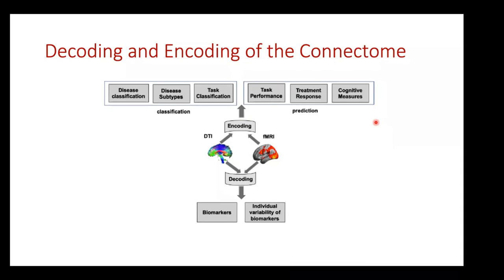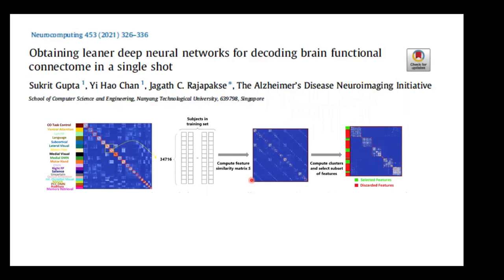We try to get a compact representation of the connectome, and we can make some prediction about what kind of task the person is doing, and how much his task performance, or drug response, and cognitive measures. So you can make some predictions from the brain imaging. You can do the structural connectome from DTI images and functional connectome from fMRI images. Decoding means you want to identify the regions which are different in different tasks or different diseases. What are the brain regions that are different in disease? And so we developed algorithms, mainly deep learning algorithms, to decode and encode the connectome. So this paper came up early this year.